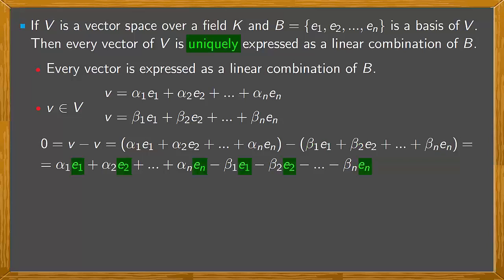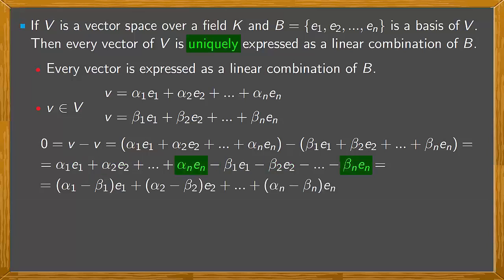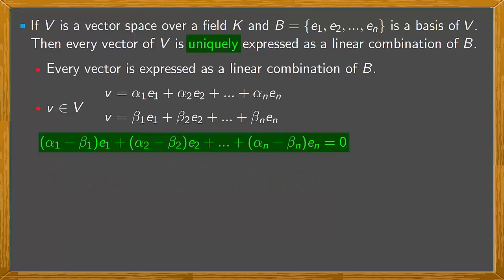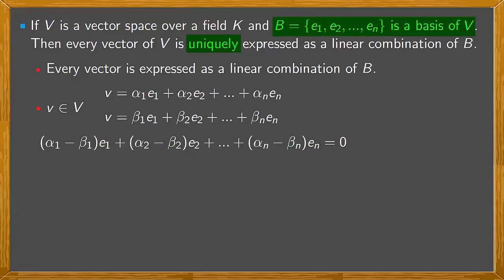Now we take out a common factor of the Ei's, which we can do because it follows from an axiom of the definition of vector space, and we obtain alpha 1 minus beta 1 times E1 plus alpha 2 minus beta 2 E2 plus all the way up to alpha n minus beta n En. Notice that we've obtained a linear combination of vectors of B equal to 0. And since B is a base of V, its vectors are linearly independent, so the scalars are 0.